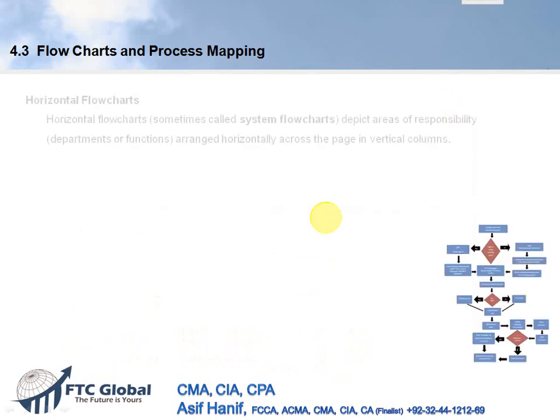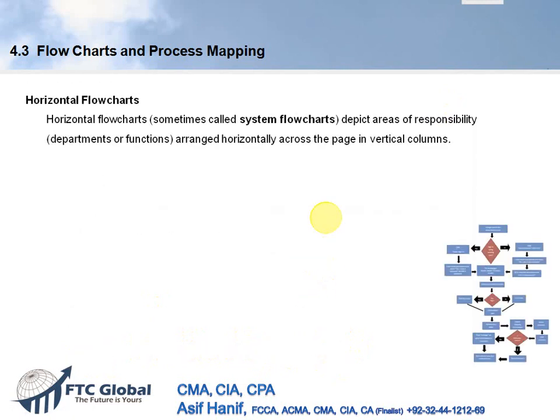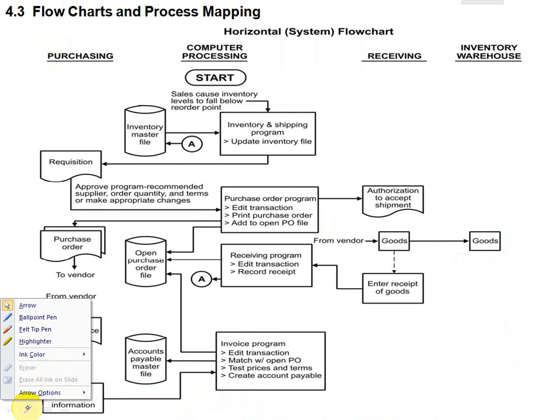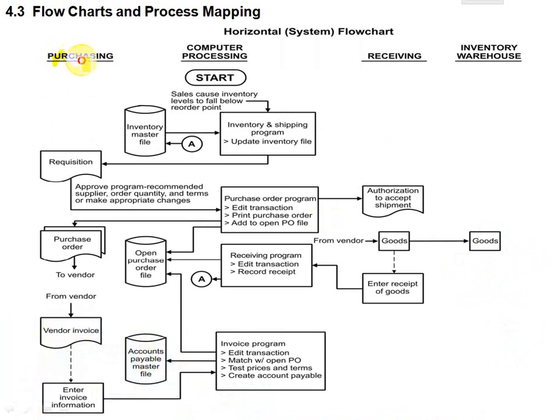Alright, next we have horizontal flowcharts. What they are. Horizontal flowcharts, sometimes also called the system flowcharts, they show the areas of responsibility that have been arranged horizontally. Let me show you first and then move forward. This is what you call a horizontal flowchart, in which we have various functions. Let me take the highlighter. Here we go. Purchasing department. This is what the purchasing department is doing. Requisition, purchase order, binder. We'll see that in detail in our accounting cycles.